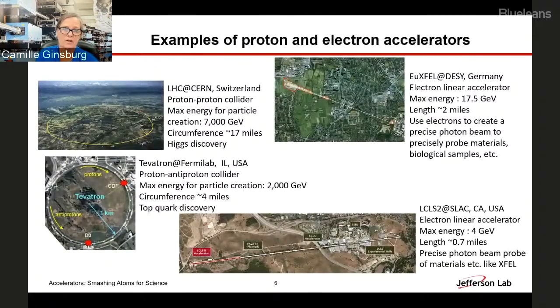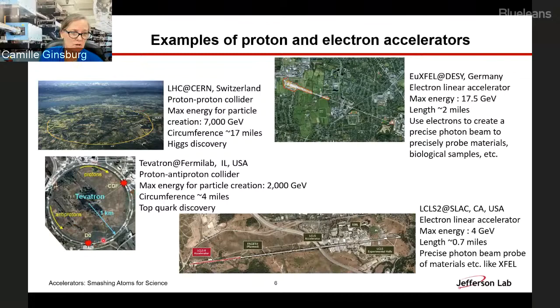Here are some examples of proton and electron accelerators. You may have heard of the Large Hadron Collider at CERN. There's a photograph shown here with the accelerator shown on top. It's actually underground, but it's a proton-proton collider, so the two beams collide. The maximum energy for particle creation is 7,000 giga-electron volts, or billion electron volts. I'll define an electron volt a little later, but you can use these numbers to compare the different accelerators. The circumference is about 17 miles, and among many interesting scientific discoveries was the Higgs discovery a few years ago.